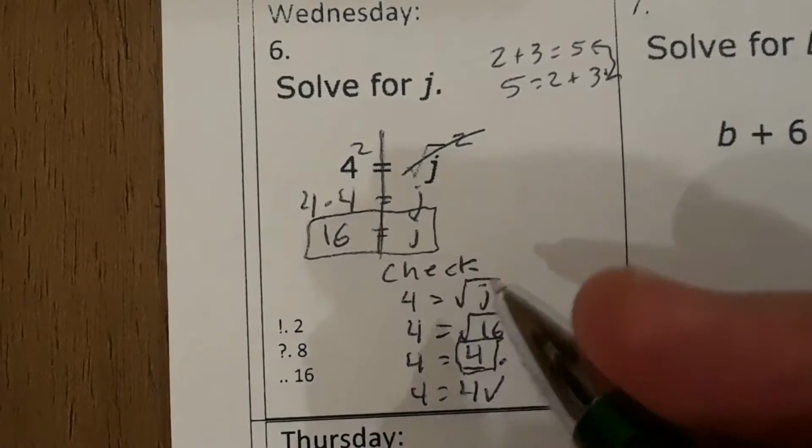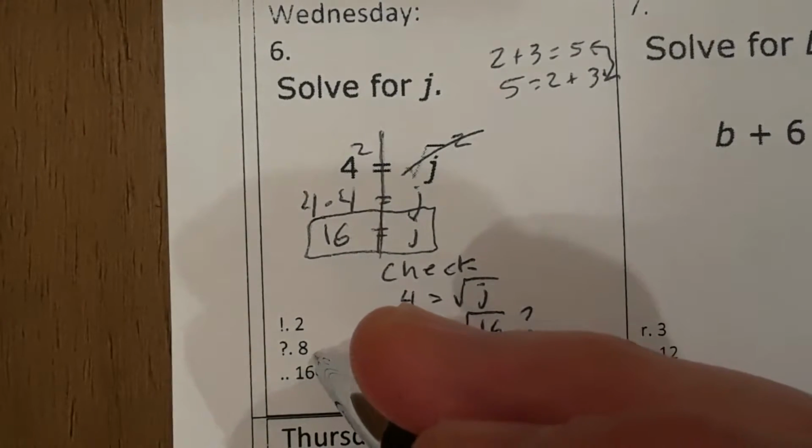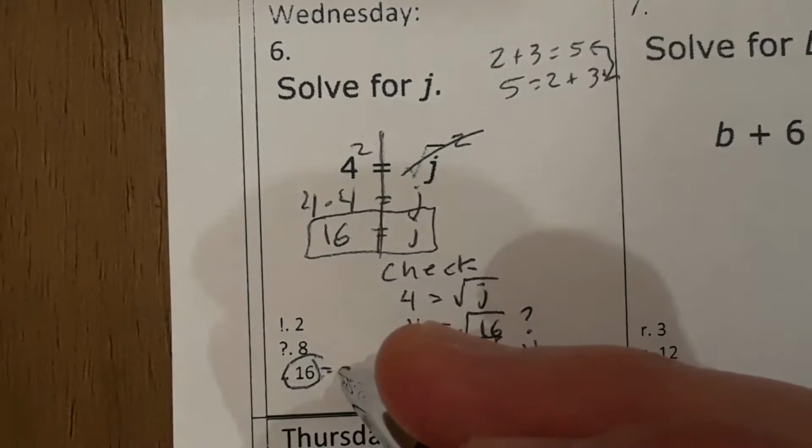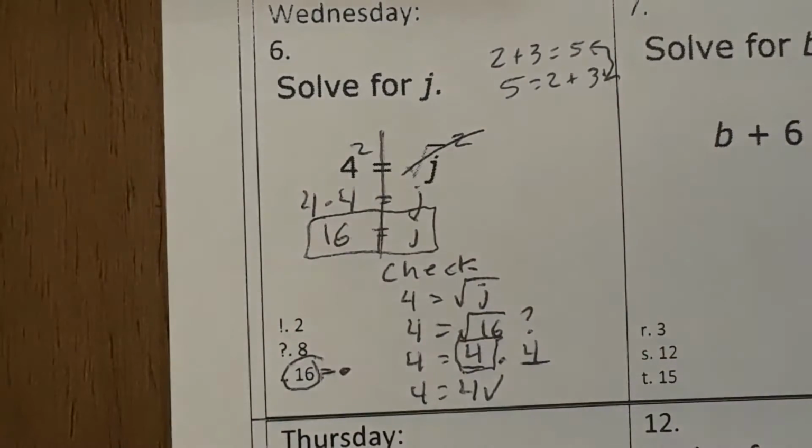16 does equal J. And for the secret message, you're going to use a period. So put a period under line 16.